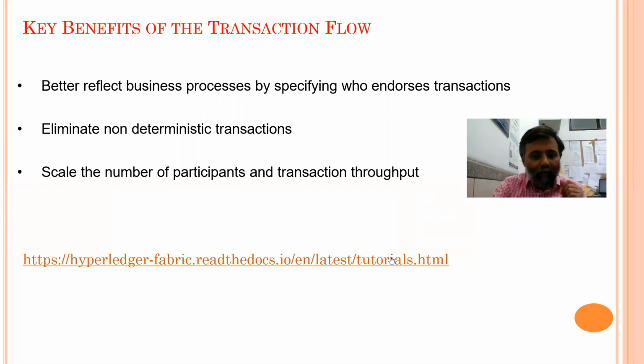So a very important link I am showing here. You can Google Hyperledger Fabric, and you will get the link of the Hyperledger Fabric website, and you can search the tutorials tab, and this is a very good link. You should explore it for more knowledge.